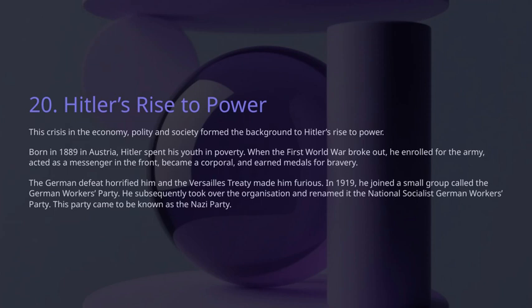The defeat of Germany in the war was a shocking blow to him, and the harsh terms of the Versailles Treaty only fueled his anger and resentment. In 1919, he joined a small political group called the German Workers' Party. He was a charismatic speaker and quickly took control of the organization, transforming it into the Nazi Party, or the National Socialist German Workers' Party. This party would later become central to Hitler's rise and the dark chapter of history that followed. So, you see, these early experiences and the post-war chaos set the stage for Hitler's ascent, illustrating how crisis can sometimes give rise to dangerous leaders.